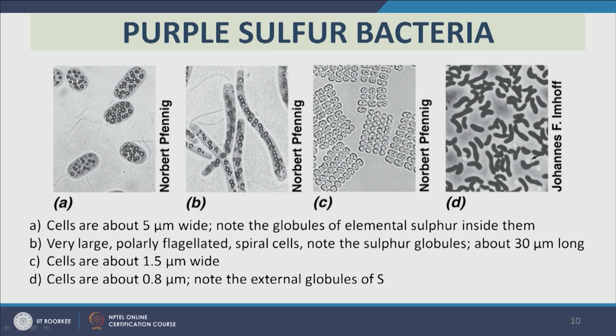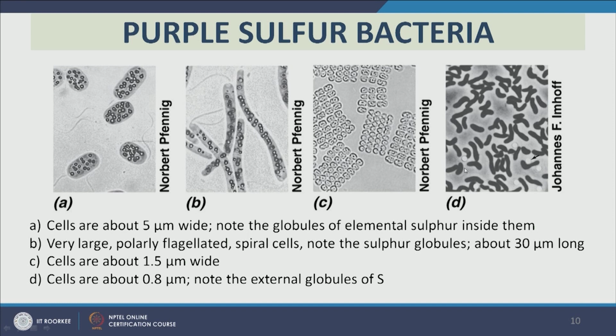Look here, see here their cells are about 1.5 micrometer wide, and here they are 0.8 micrometer wide, and note there is a difference. This one is the most different. Here if you look very carefully, the black ones are your purple sulfur bacteria, and then there are these white globules outside the bacteria.